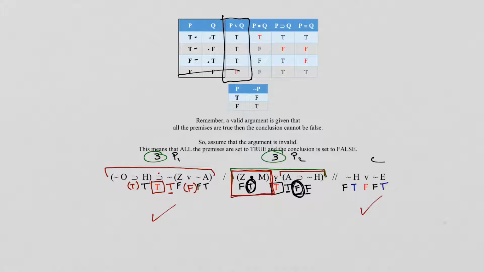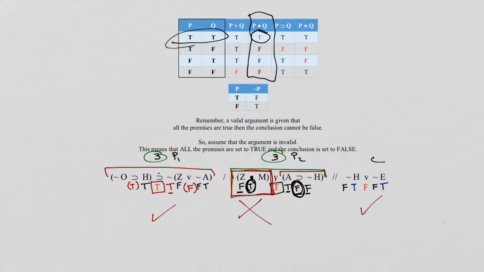Okay, so now we're going to go over and look at our conjunction. So we're over here now. Now the only way you can get a conjunction to be true is right there. They both have to be true. But we've already forced Z to be false. So what that means is this is never going to work. There's a contradiction.